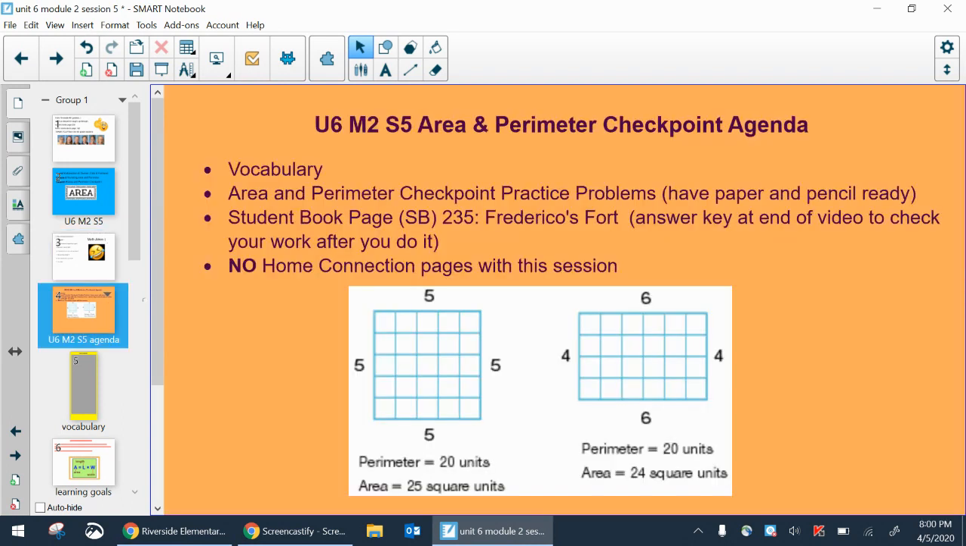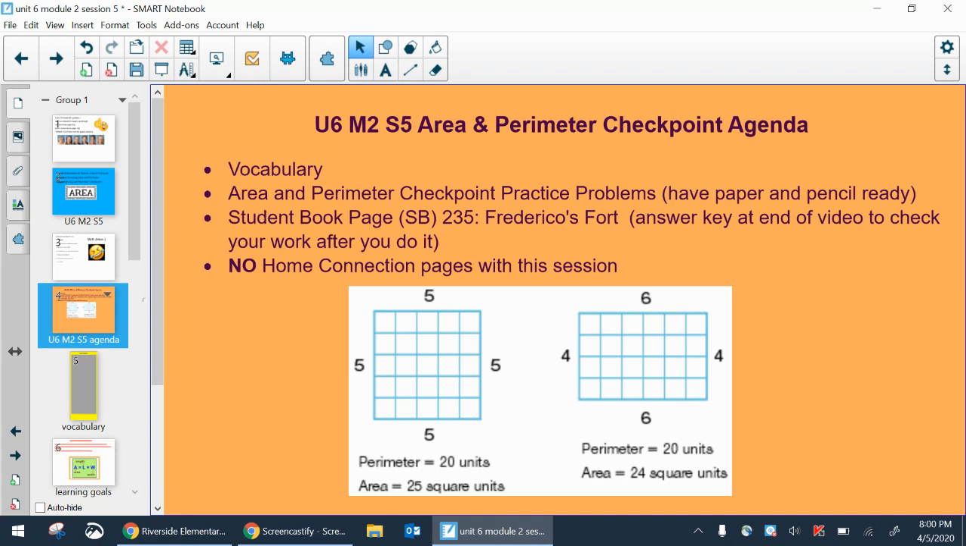All right, moving on. Here is our Unit 6, Module 2, Session 5 agenda for today. We are going to start by looking at some vocabulary that we've had really throughout Unit 6. We'll take a look at our area and perimeter checkpoint practice problems. Again, you're going to want to pause the video maybe now. Make sure you have paper and pencil ready, or if you have a slate, that would work out just as well.